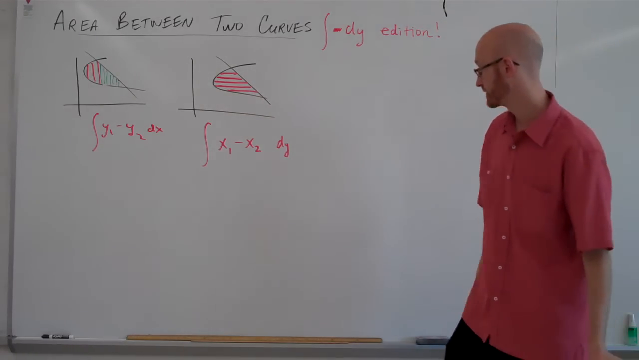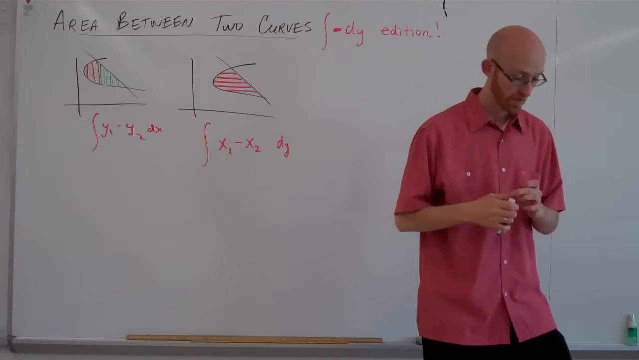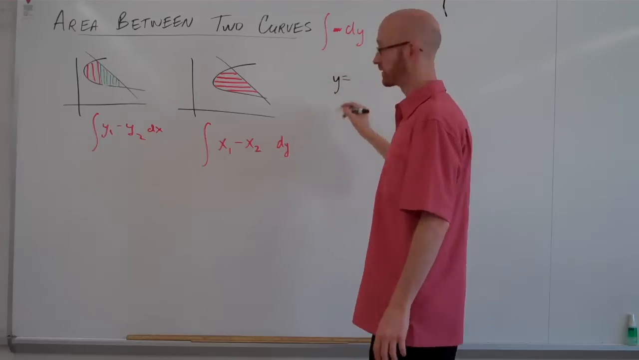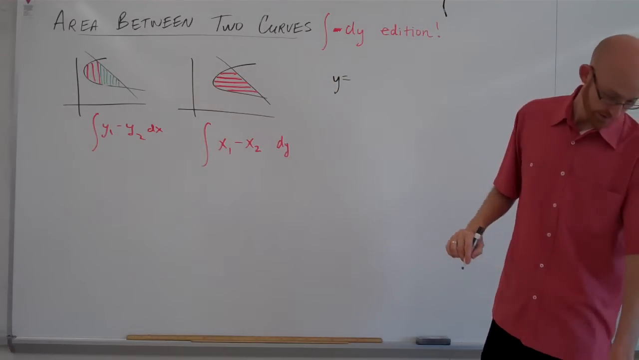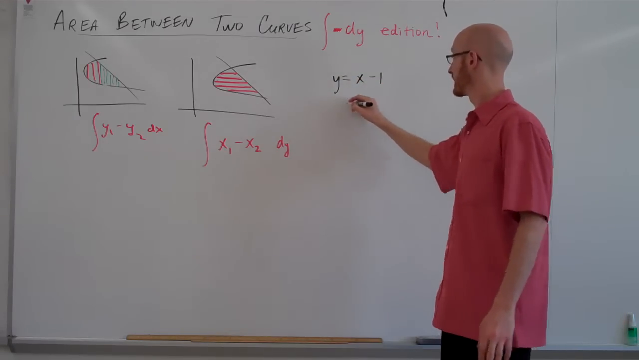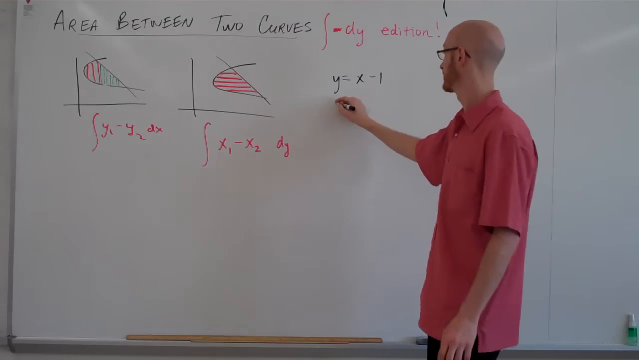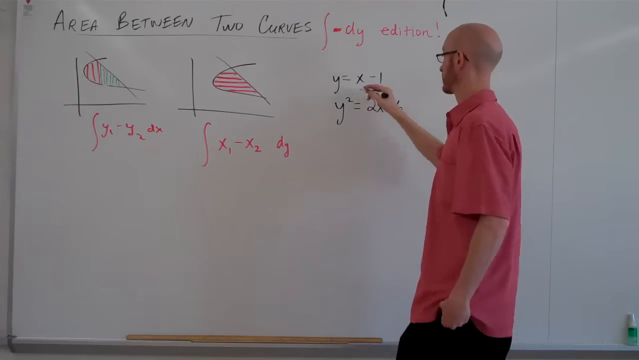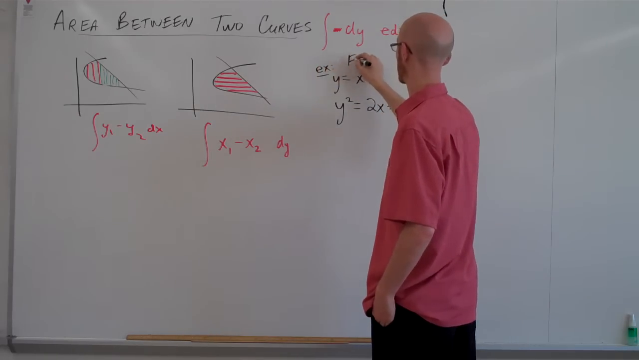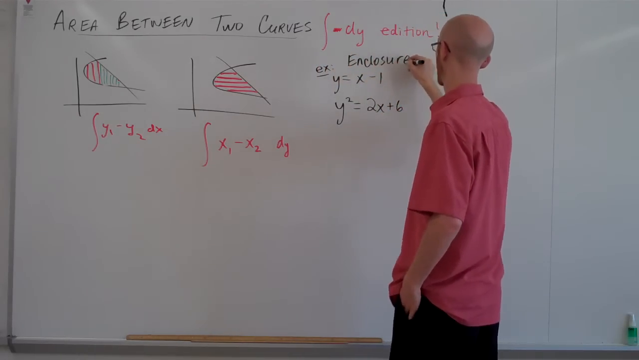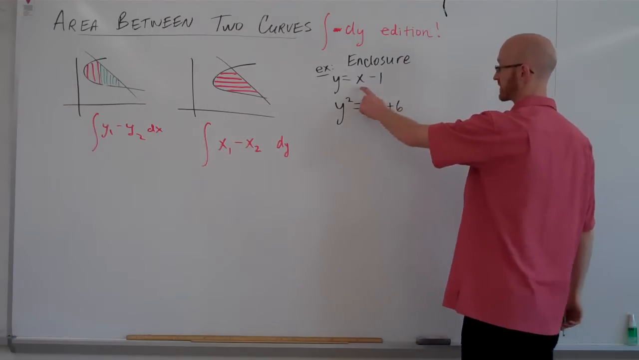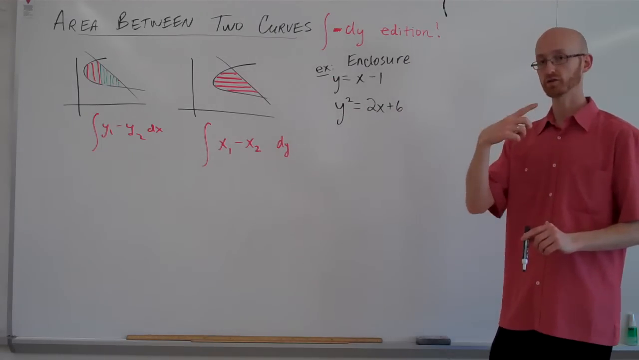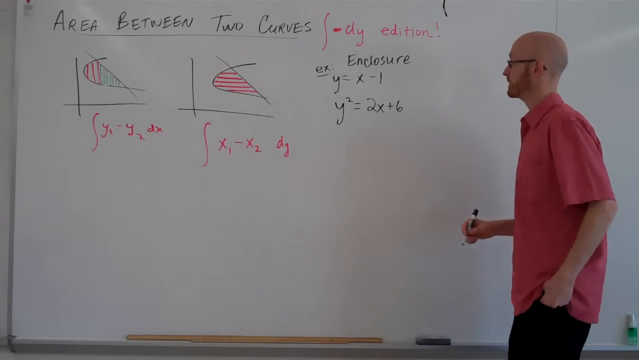So we're just going to do one of these, and it's going to be the following. We're going to find the area enclosed by the line y equals x minus 1 and the parabola y squared equals 2x plus 6. So this is just our example: find the area of the enclosure. You can see, obviously, that's going to make a line and that's going to make a parabola, but the parabola is going to face side to side instead of up and down.